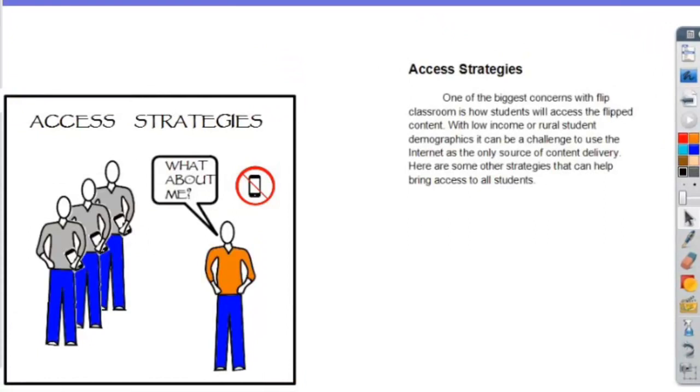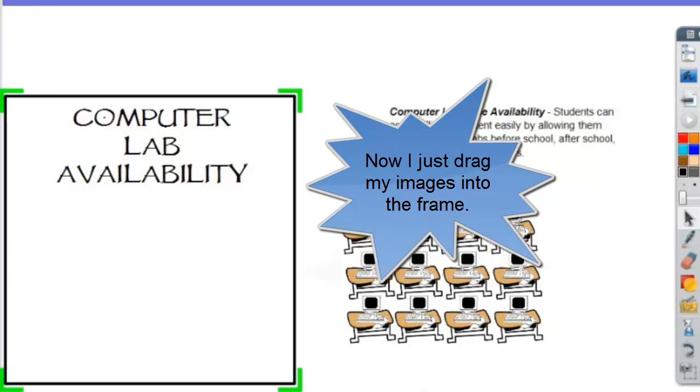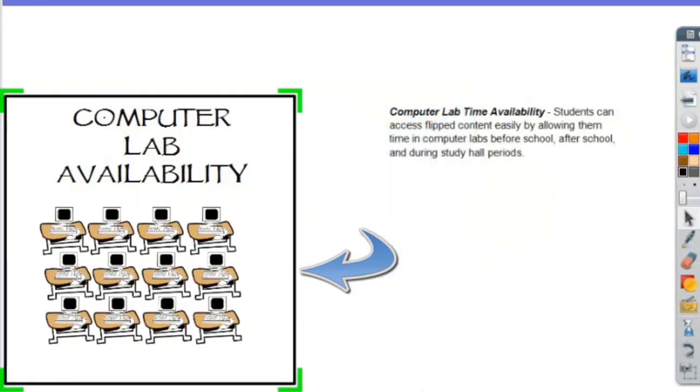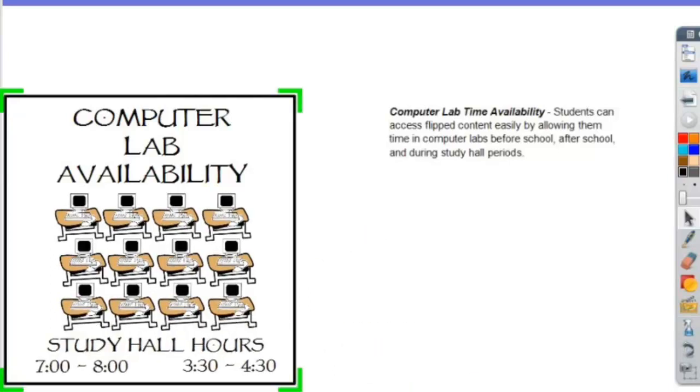In this video, we're going to talk about access strategies. One of the biggest concerns with a flipped classroom is how students will access the content. With low income and rural student demographics, it can be a challenge to use the internet as the only source of content delivery. Here are some strategies that can help you bring success to all students. Computer lab availability. Students can access flipped content easily by allowing them time in computer labs before and after school or during study hall periods.